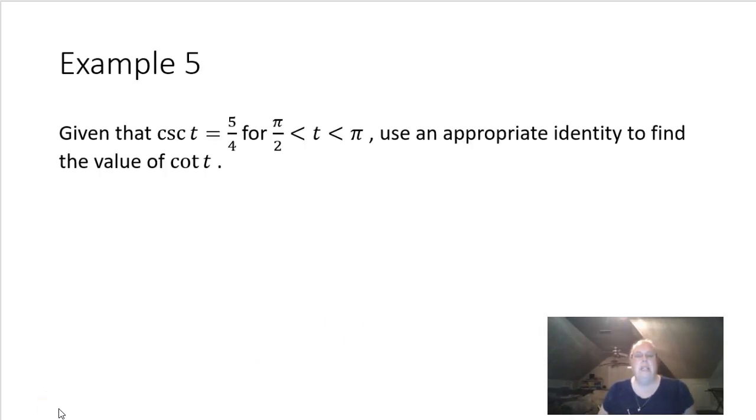Example 5. Given that the cosecant of t is equal to positive 5 over 4 for pi over 2 less than t less than pi, use an appropriate identity to find the value of the cotangent of t. Okay, now this piece right here, what this does is it tells us the quadrant that our angle is located in. So pi over 2 and pi, if we look, pi over 2 is located up here, pi is over here, that means our angle is located in quadrant 2. And the cosecant is positive over in quadrant 2. But the cotangent is negative in quadrant 2. And so our final answer down here, we're going to have a negative cotangent there. All right, so I'm just going to put a note up here, the cotangent negative in quadrant 2.